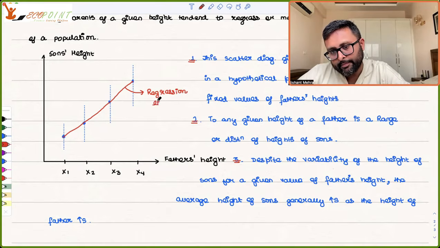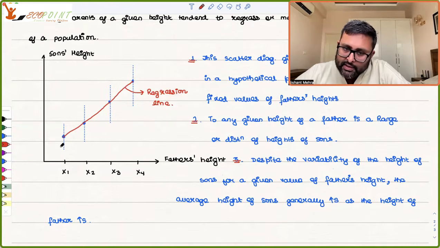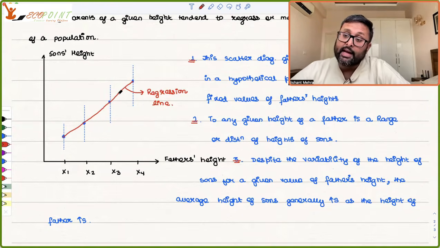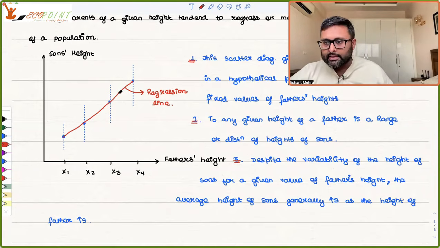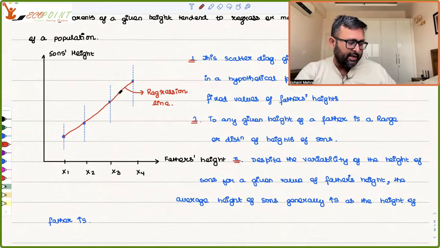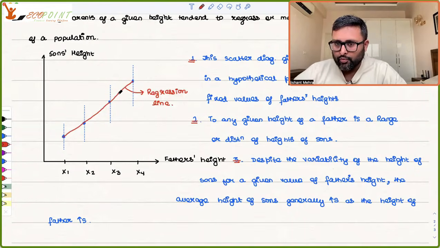Right? And this regression line is showing that the average height of sons is increasing as the height of the father is increasing. Average height of sons is increasing as the height of the father is increasing. First thing. Now, what is this regression analysis telling you?